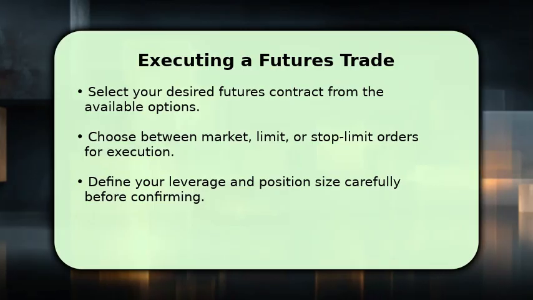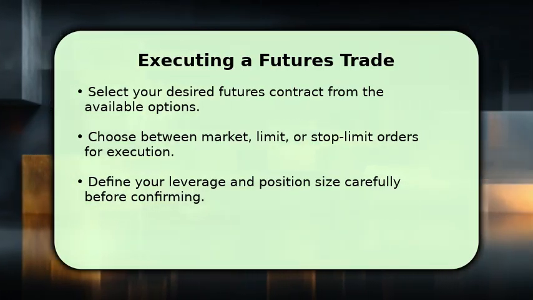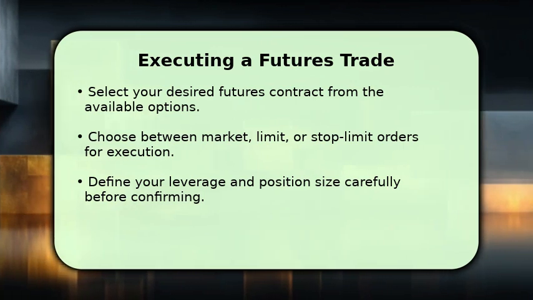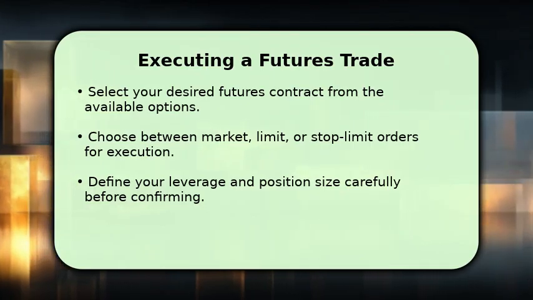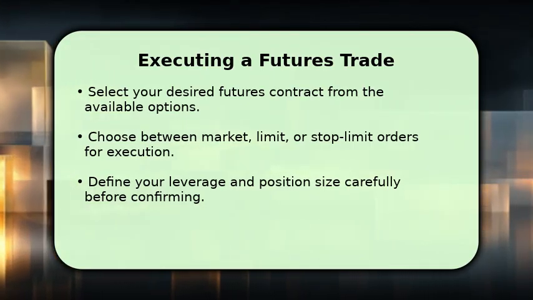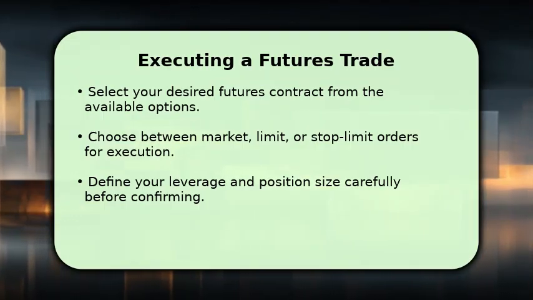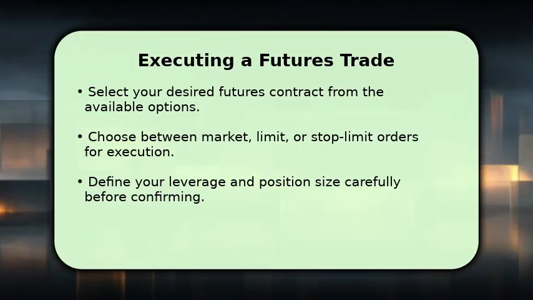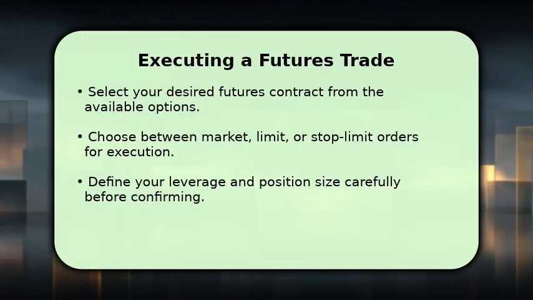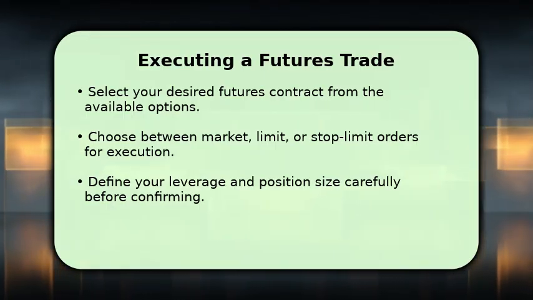To place a trade, navigate to the futures trading interface on Binance US. Select the specific futures contract you wish to trade. You'll then choose your order type, such as a market order for immediate execution or a limit order to set a specific entry price. Carefully define your leverage and the size of your position. Always double-check your order details before confirming to ensure accuracy.